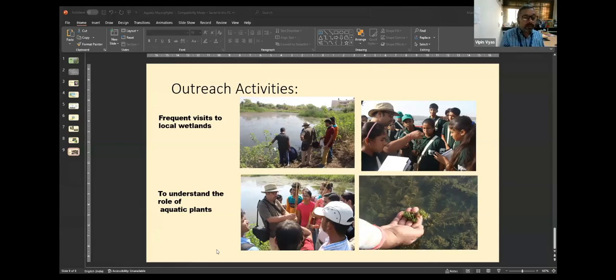So we take the students to wetlands. We allow them to enter the water body and see how these plants are distributed in different forms in the water body, how emergent plants, their roots and all these things are. You can see some of the pics I have shown here. So this is also a part of our activity. We are holding such activities in our department, in our university, and students from schools and colleges come to our department every year to see the different research work going on in the aquatic ecosystem, as well as we organize field visits also.